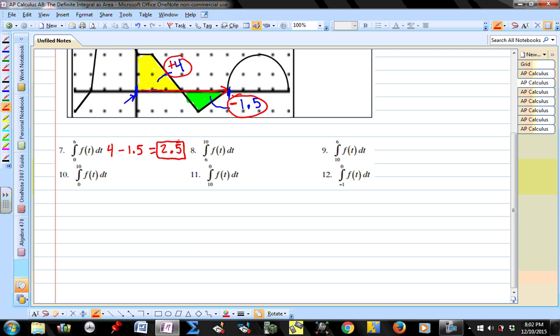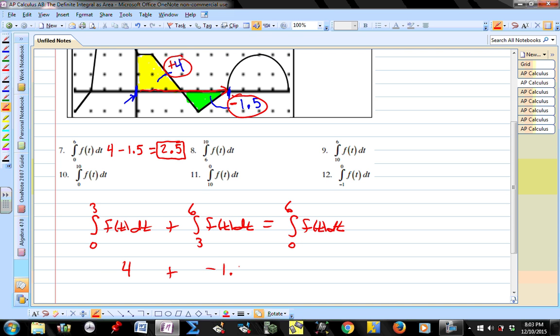But we've computed the integral from 0 to 6 by looking at the region that has y values above the x-axis and the region that has y values below the x-axis and combining their integral values. In other words, the integral from 0 to 3 plus the integral from 3 to 6 equals the integral from 0 to 6, because we're dealing with the same function. Saying the integral of the yellow part plus the integral of the green part equals the total integral. Okay. So 4 plus negative 1.5 equals 2.5. This is our thought process.